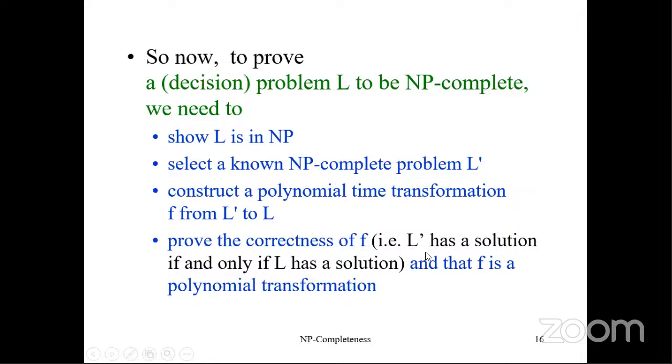This L prime will have a solution because we have transformed L prime to L, using this polynomial time transformation denoted by this symbol in the preceding slide. So the correctness is proven, and therefore that gives us the polynomial transformation expression for the given set.